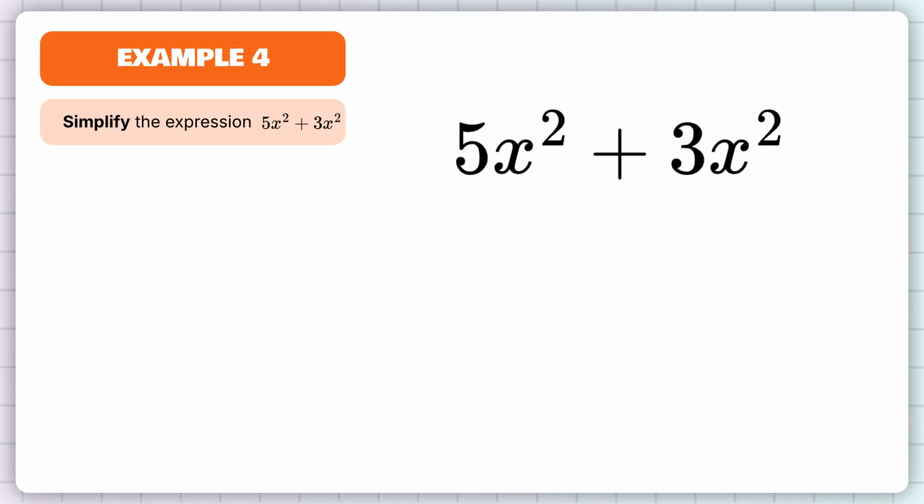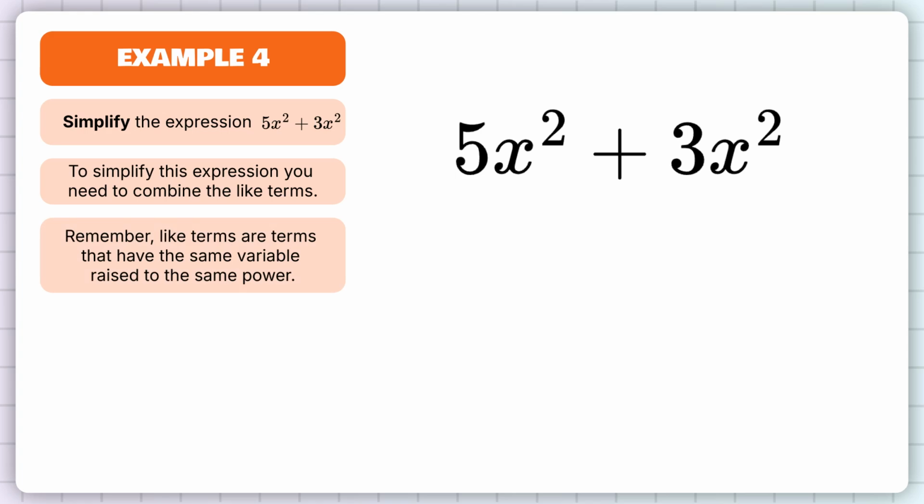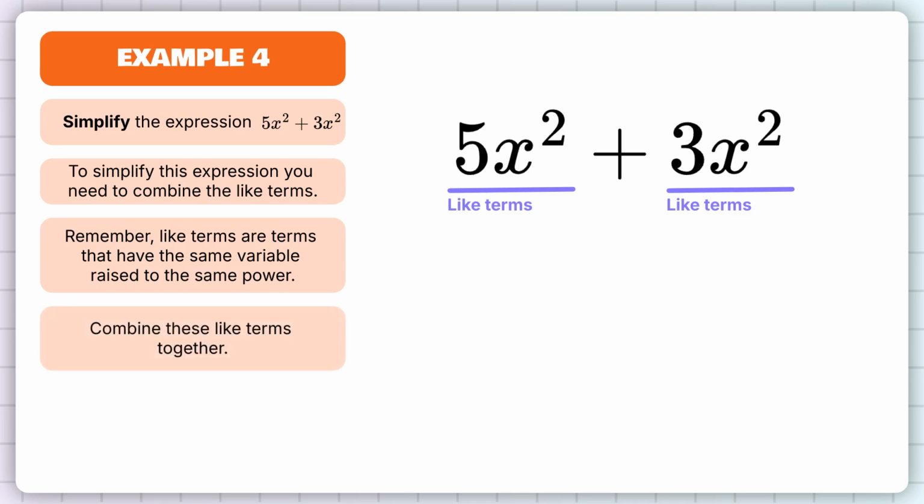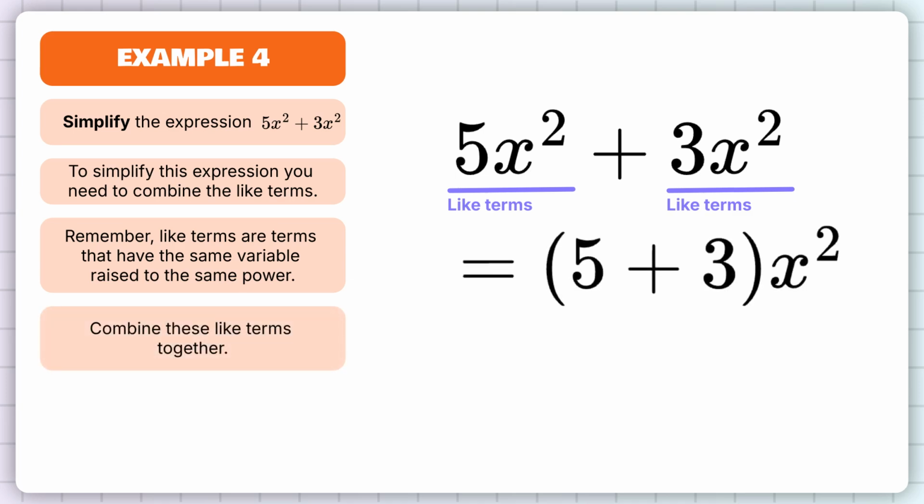Next, let's simplify an expression. Consider the expression 5x squared plus 3x squared. To simplify this expression, you need to combine the like terms. Remember, like terms are terms that have the same variable raised to the same power. In our case, the like terms are the two x squared terms in the expression. We can combine these together by writing 5 plus 3 x squared. We can then simplify this to 8x squared. By working through these examples, you can see how to apply the concepts of algebraic expressions, equations, inequalities, and simplification. Keep practicing these steps with different numbers and expressions to become more comfortable with them.